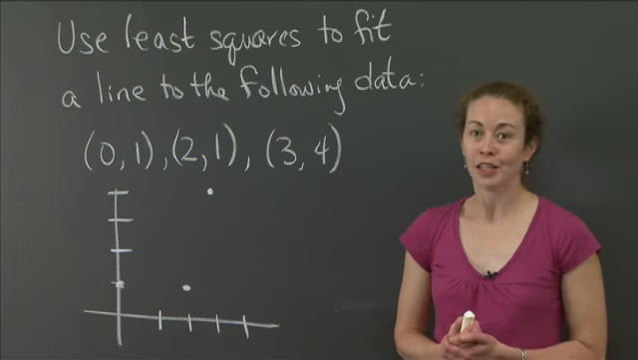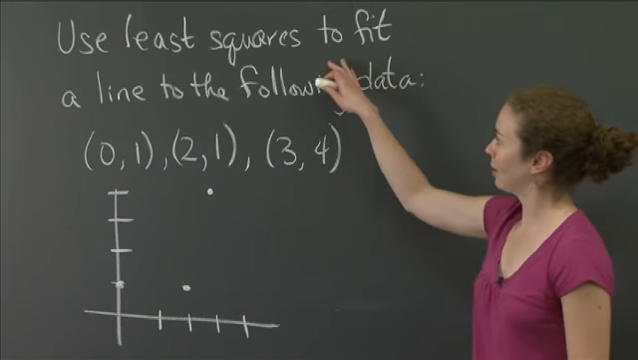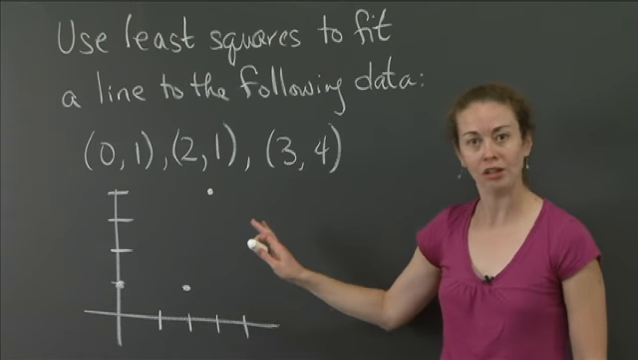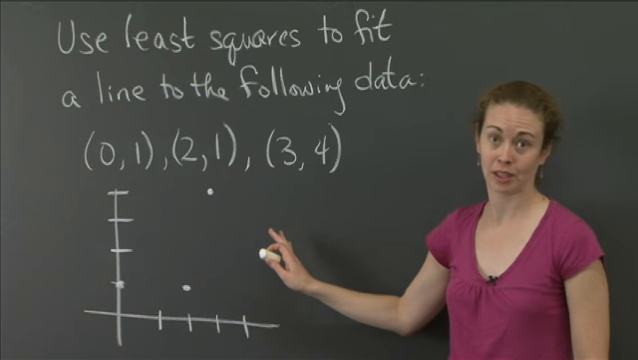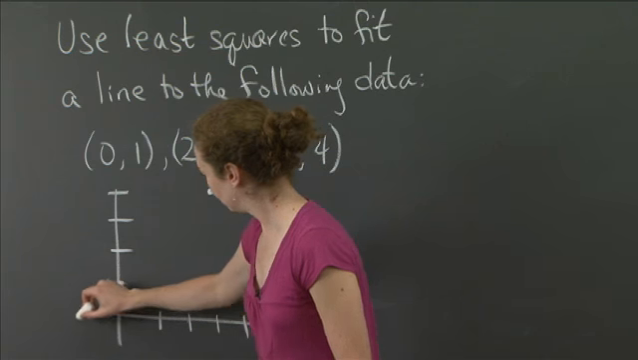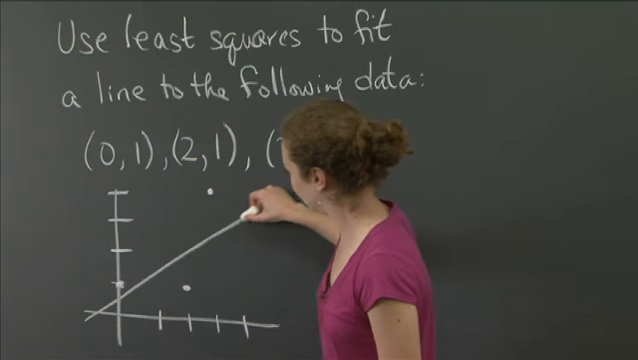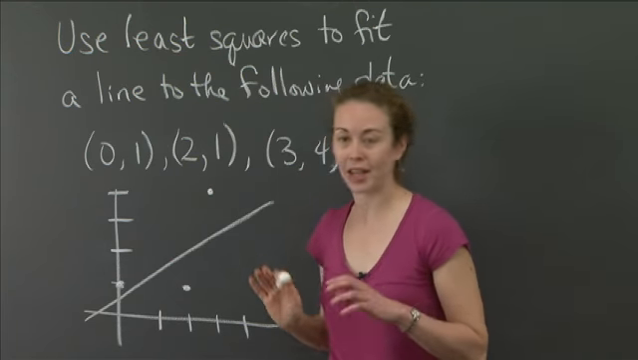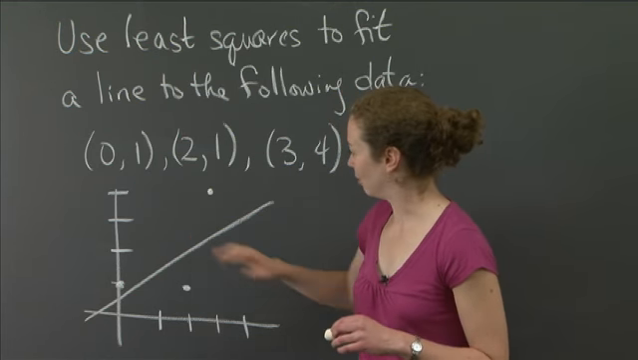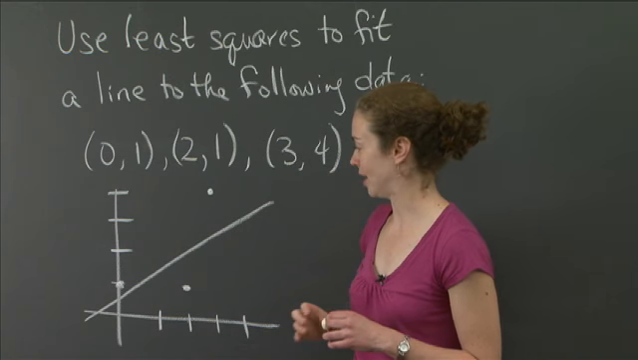Okay, welcome back. So the first thing I want to do when we're talking about least squares to fit a line to these data is draw a line on here, and we're going to talk about what the least squares is actually trying to do. I'm going to draw this line, say something like this. That's my first guess on what might be the actual least squares line for these data.